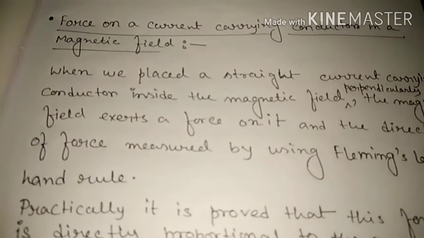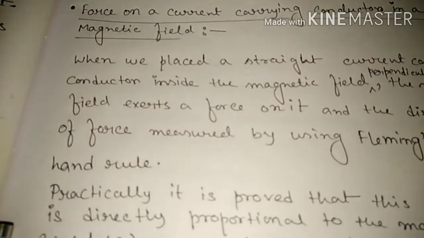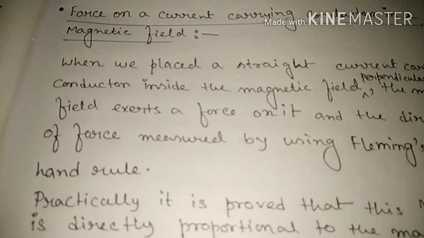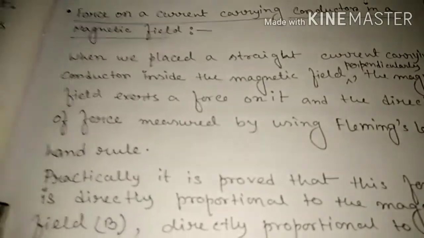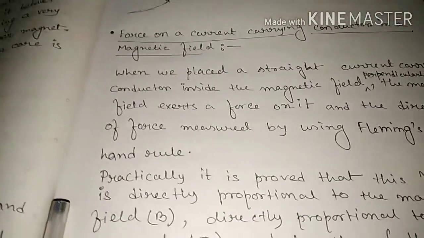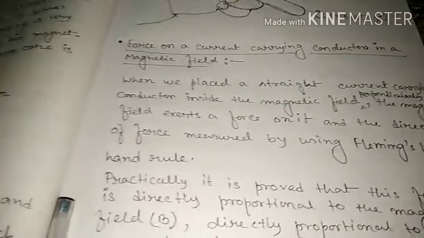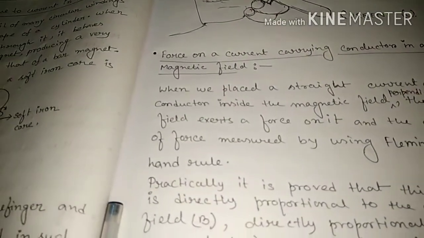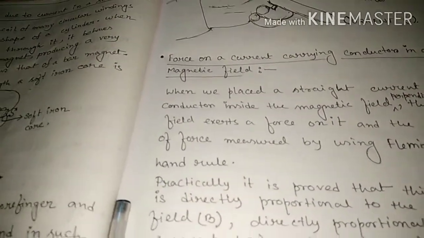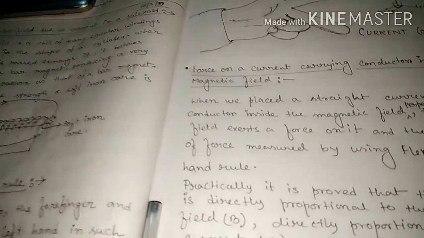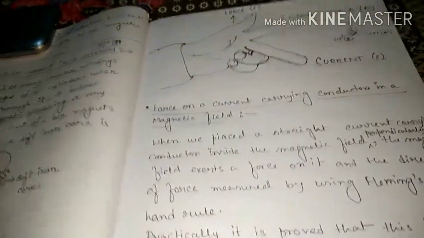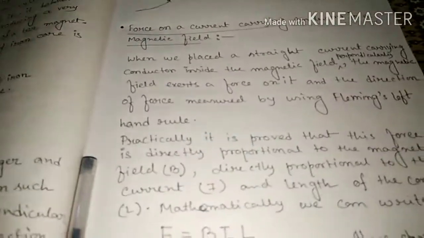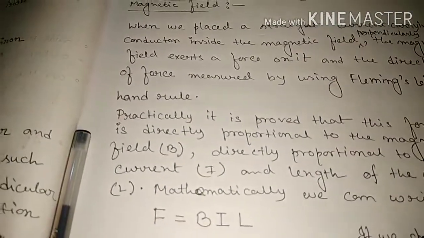That means if we place a straight current carrying conductor inside the magnetic field perpendicularly, then this magnetic field exerts a force on it. And using Fleming's left hand rule, we find out the direction of that force, in which direction the force is applied: right side, left side, up side, down side. Practically, the derivation of this force is not included in your syllabus.